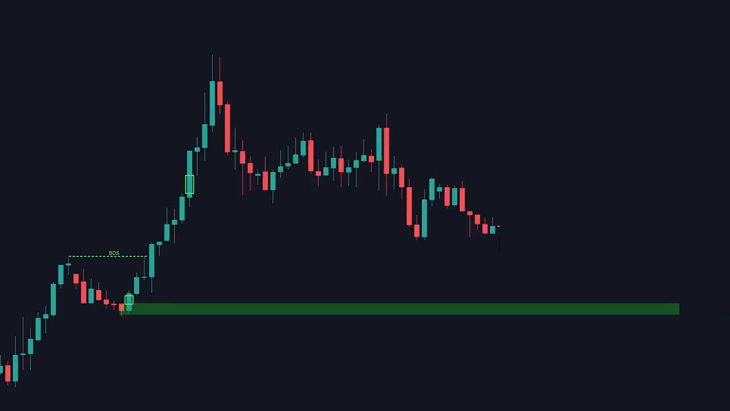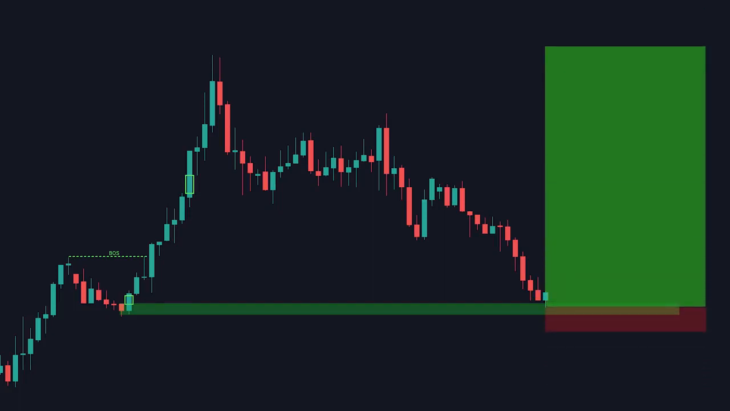We then want price to slowly come back down to the zone, no sharp movements, nice and slow. Once it comes back down to the zone, enter here, set your stop loss below the zone, set your take profit at the high of the move. And just like that, you have a perfect trade.